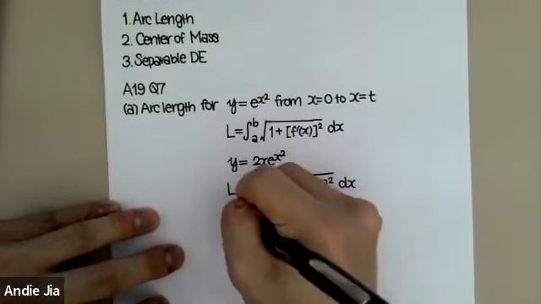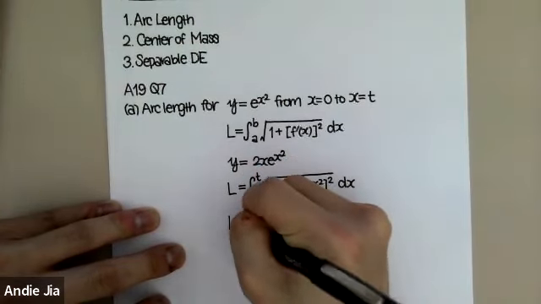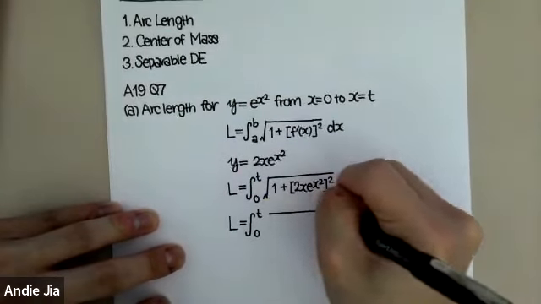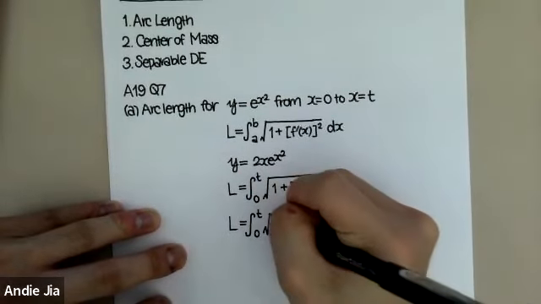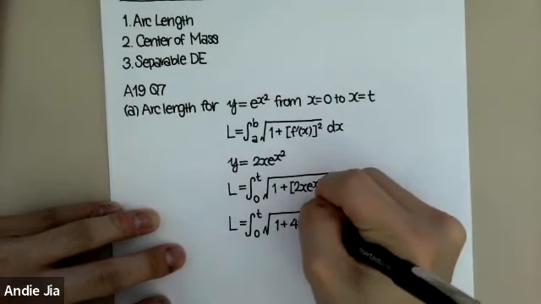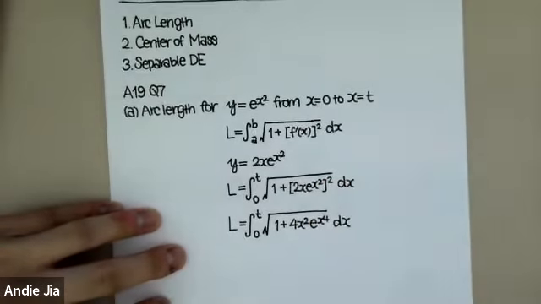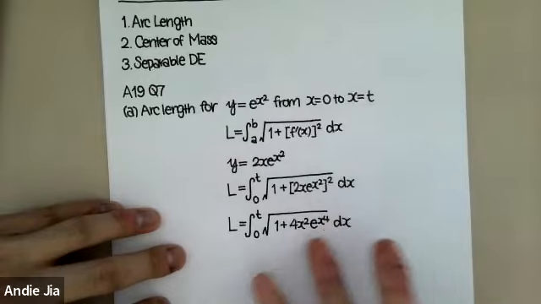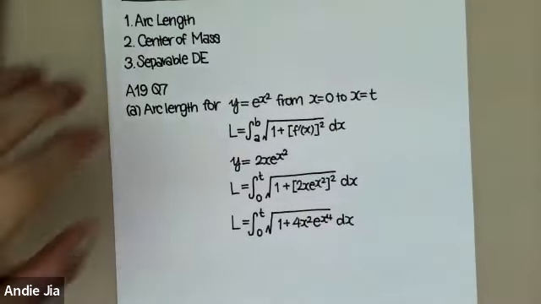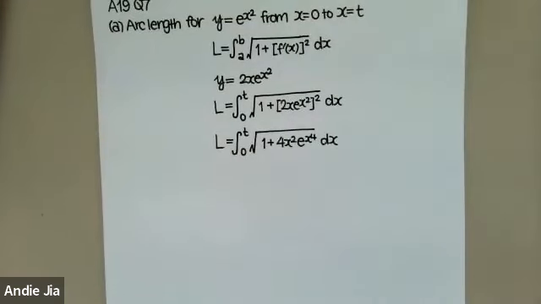If you simplify a bit, this is what we should expect: plus 4x squared e to the x to the 4, dx. But we can't integrate it because it's hard to integrate this function. And now that's the arc length.